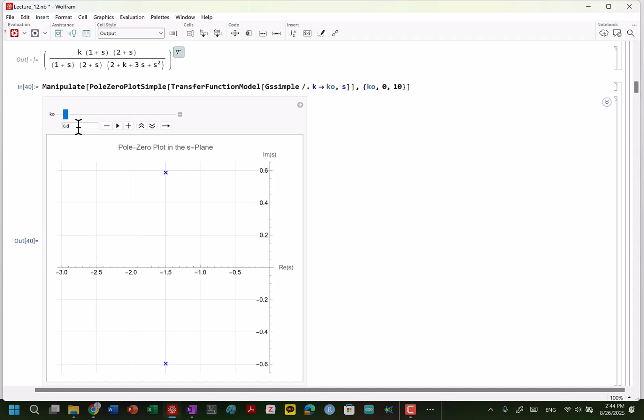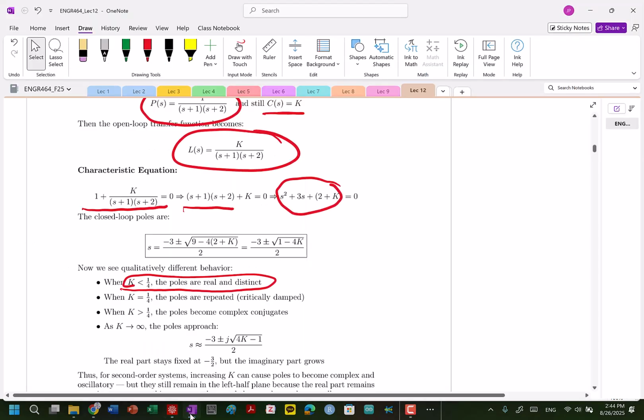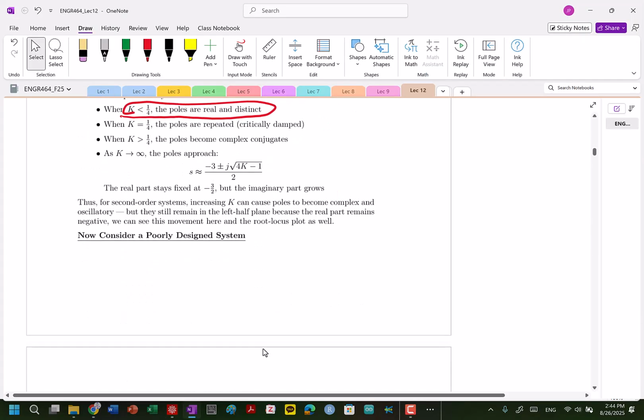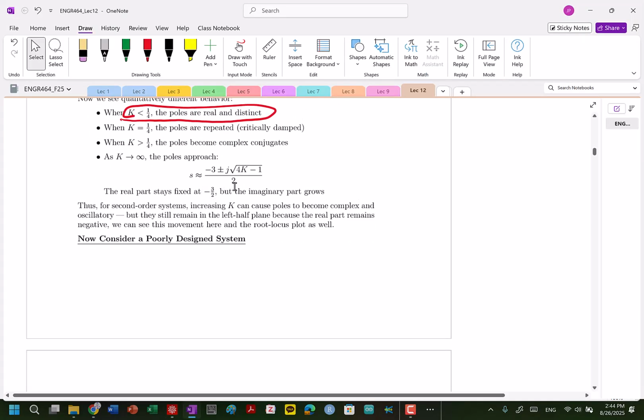Once we get past 0.26, the poles are complex conjugates, and we can see we're going to have some oscillations in that system instead of just an exponential decay. So that's essentially how those poles are moving. And remember, the real part stays here, while the imaginary part grows as K goes to infinity. That's where the pole motion occurs.